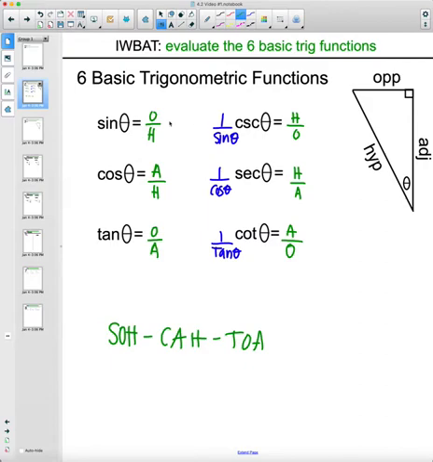And then again, remember that all of these are relative to where the angle is. So this is the opposite side as long as theta is here. If this were a different angle, let's say it's alpha, then looking at alpha, this would be the opposite, across from alpha, and this would be the adjacent, next to it. So it's all dependent on where that angle is.